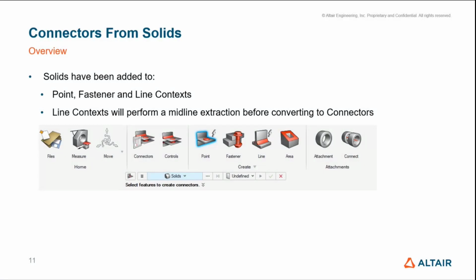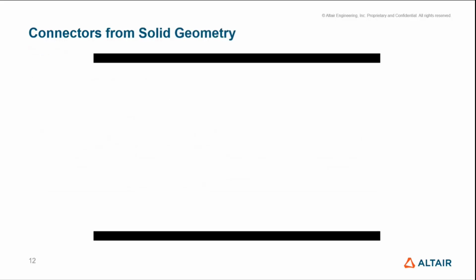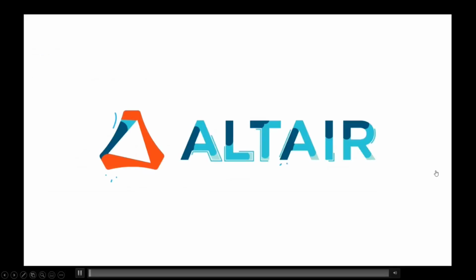So the first thing is we've added solids as a selectable to the fastener point and line context. If you're in the line context, we perform a midline extraction before converting them to connectors. So you just need to make sure that the midline extraction process can actually process that particular solid to get a meaningful connector out of it. If you do encounter any issues, please raise tickets and we can try and make sure that we get these addressed as soon as possible.